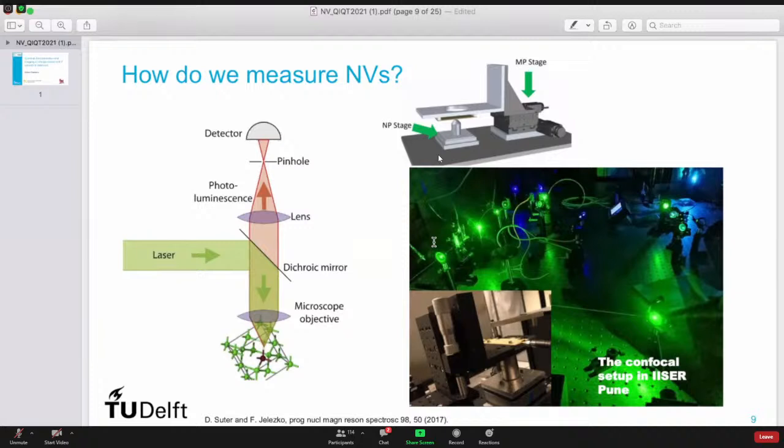And then there is a nanopositioning stage. The nanopositioning stage scans over that area in a certain plane and keeps on collecting the fluorescence. This is a picture of the setup we had in IISER Pune with both the green and blue excitation. And here in the inset, you can see the microscope objective, which is basically focusing the light into the diamond sample, which is loaded in the sample holder.